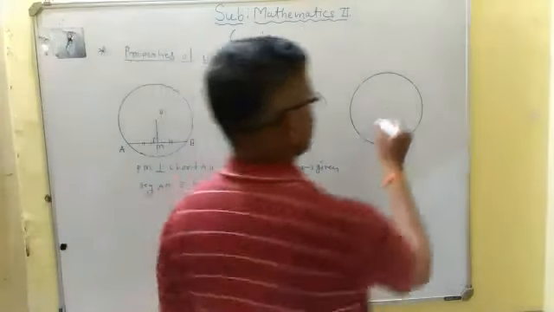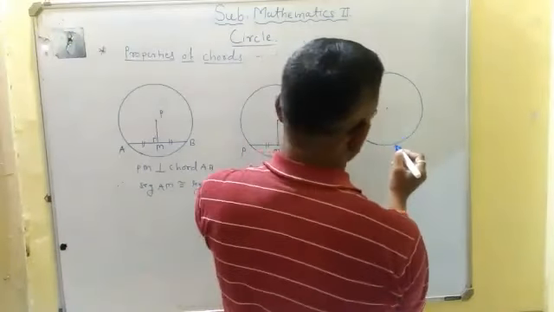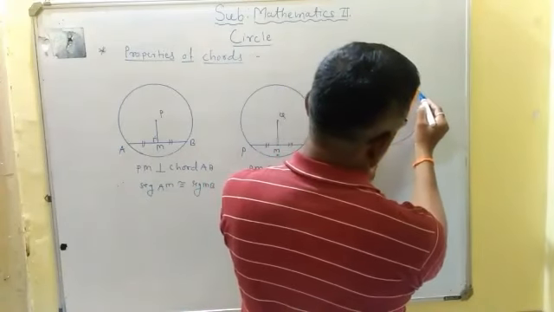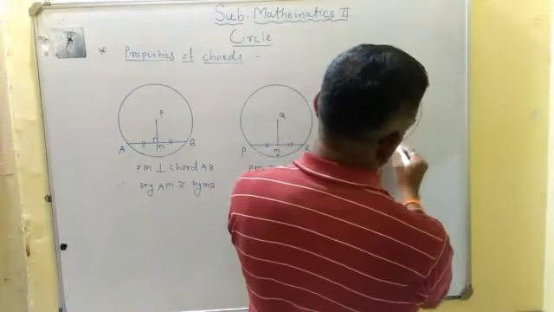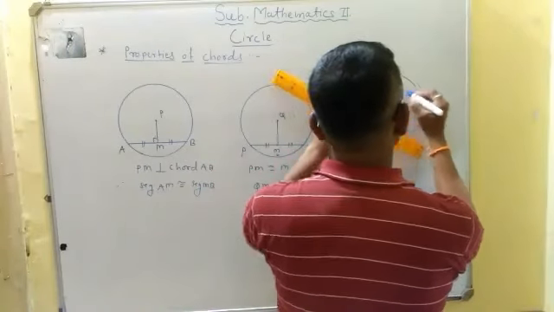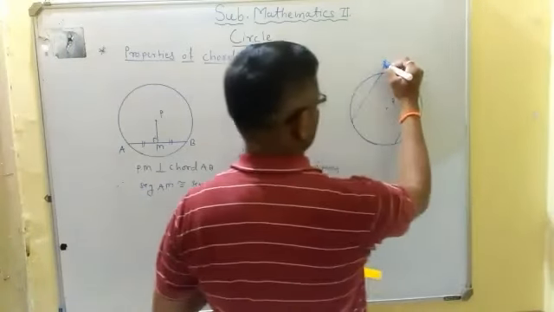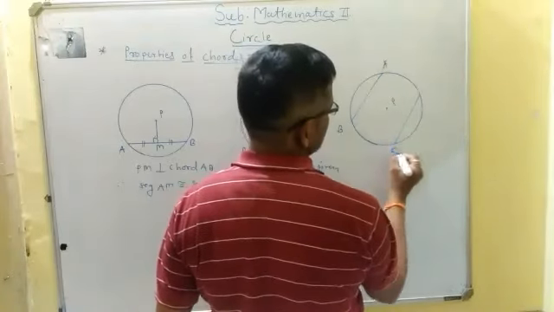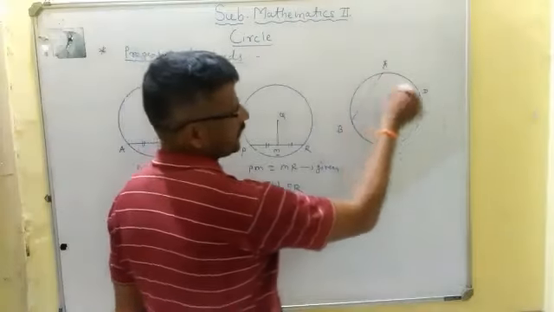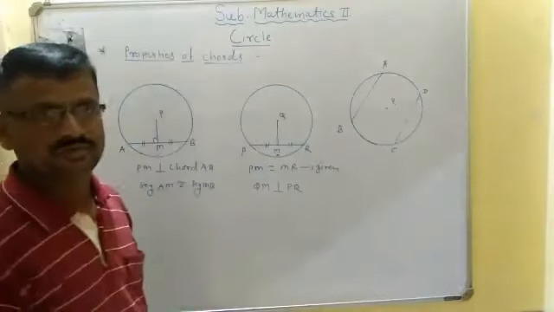And also in the case of congruent chords, suppose we consider congruent chords of the circle, look at here, and draw the perpendiculars. Suppose P is the center of the circle, the first chord is AB and the second chord is CD. Both are congruent chords. P is the center of the circle, AB and CD are congruent chords of the circle.